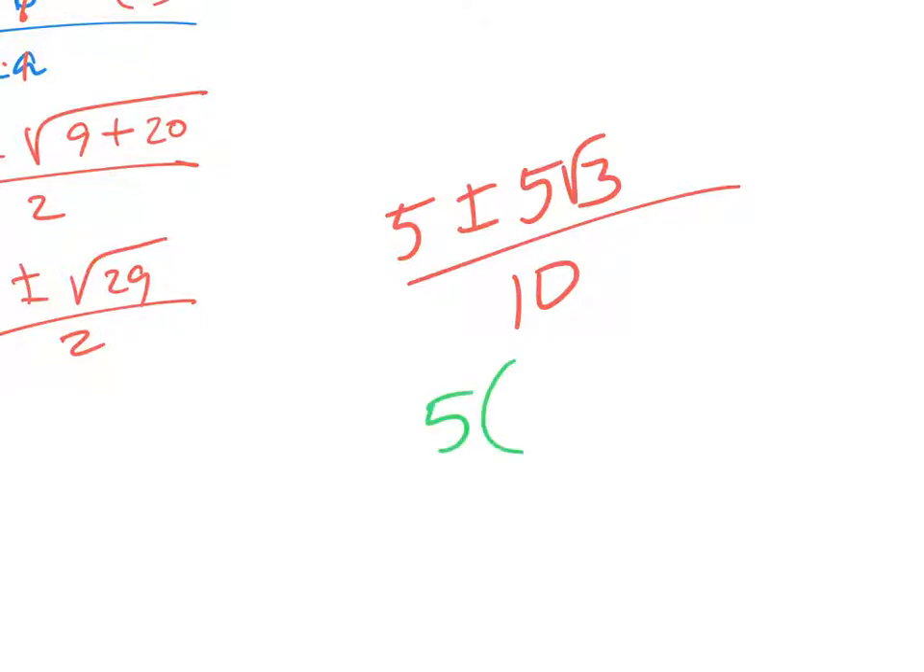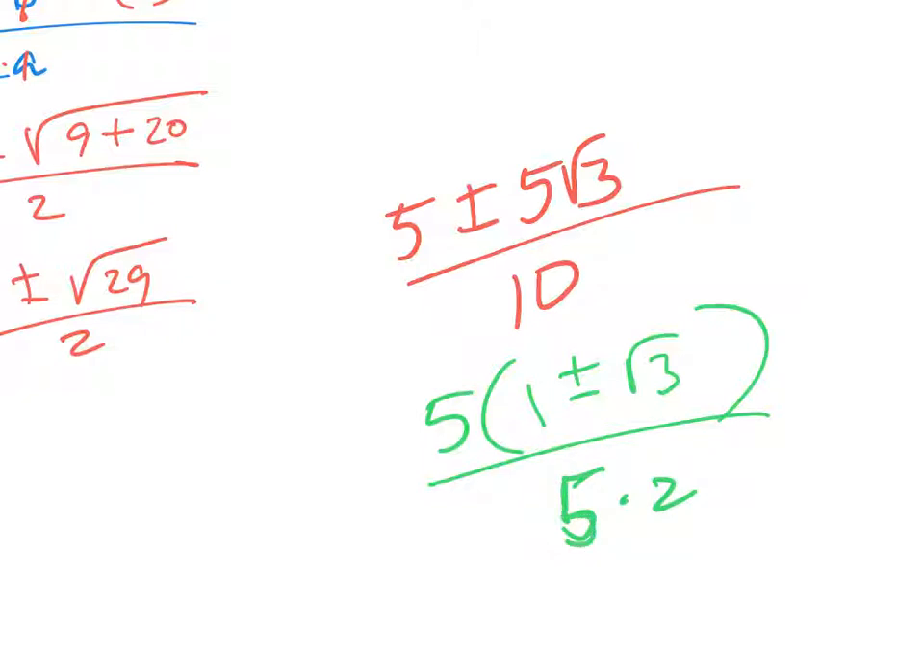Five comes out. We've got 1 left on top. A lot of people think it just disappears. Nope, there's a 1 there. How many of you knew there was a 1 there? Good. And am I going to put a 10 on the bottom? No, I'm going to put a 5 times 2, because if I can factor it, I should. Then the 5s will cancel, and then I'm done. That's it.